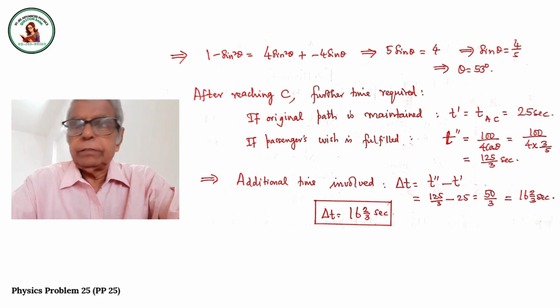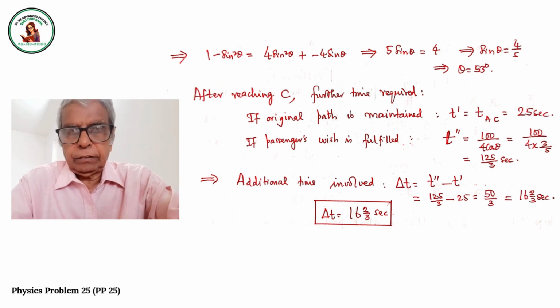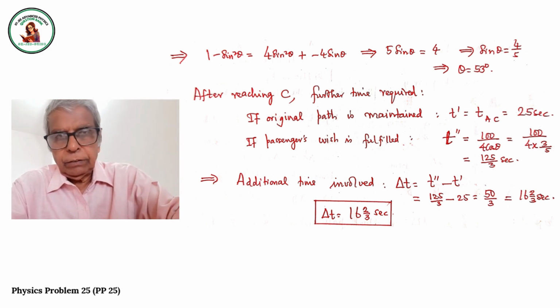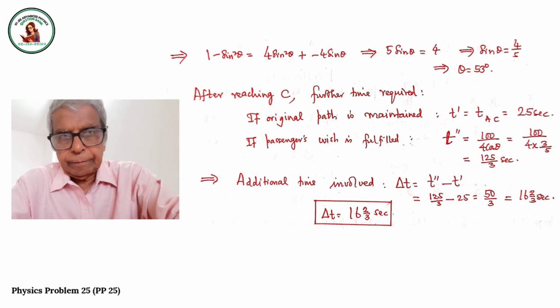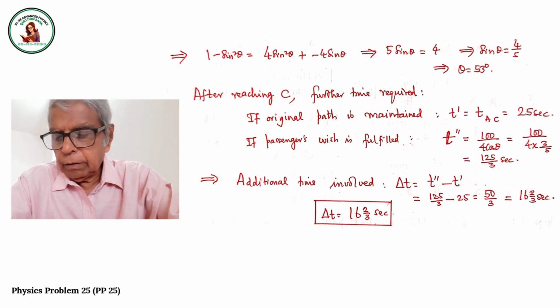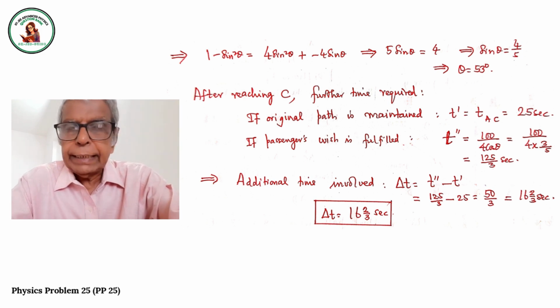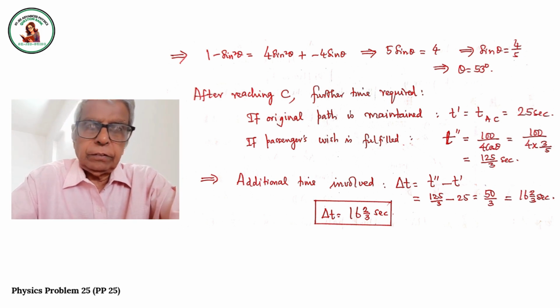So using this value for theta, we are getting the required time difference between the original path direction and the diverted path direction. For the two times, we find the difference, which is the requirement. Now with these guidelines, you should be able to follow the solution. Thank you.